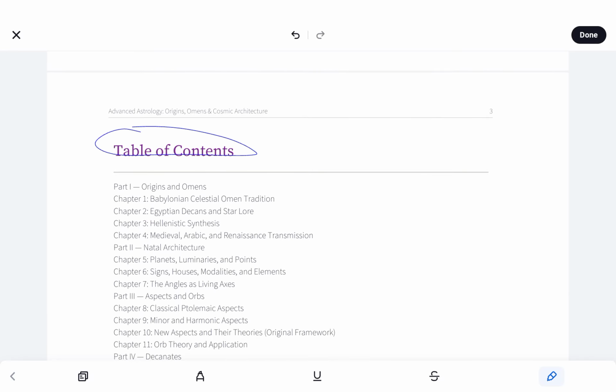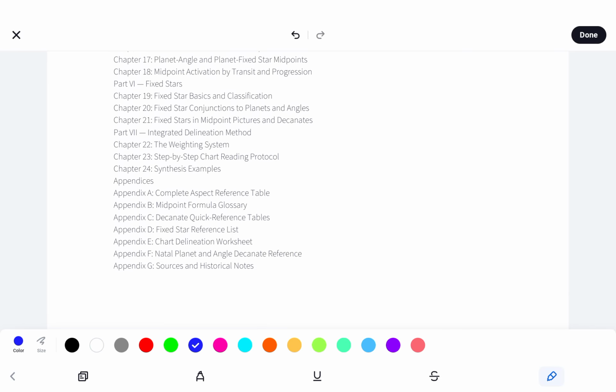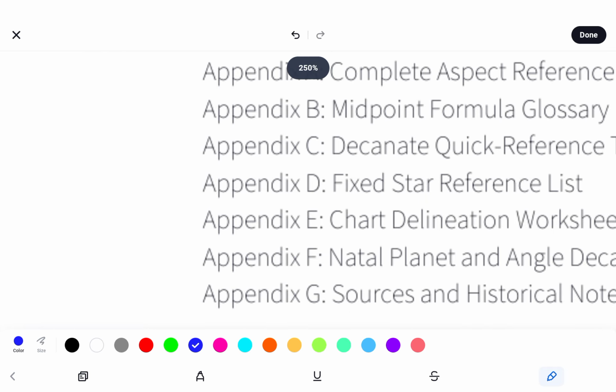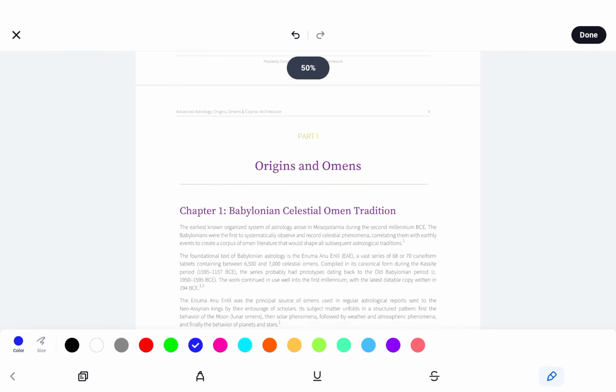And next is the table of contents. There's 24 chapters, and then there's about 6 or 7 appendixes. Let me just make sure here. Yeah, there's about 7 appendixes.